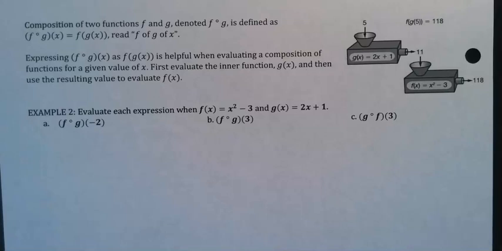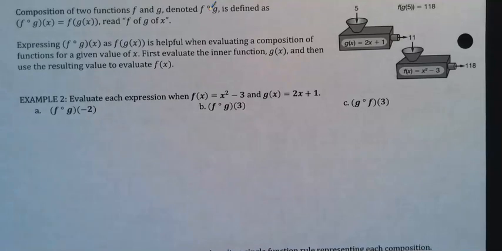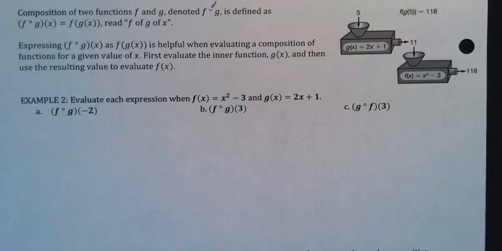Okay, then we have the composition of two functions, f and g, is denoted f of g. So we've got this little bitty o up there. Kind of looks like a degree sign. And this is defined as f of g of x. There's another way, which is read f of g of x. Expressing this as f parentheses g parentheses x is helpful when evaluating a composition of functions for a given value of x.